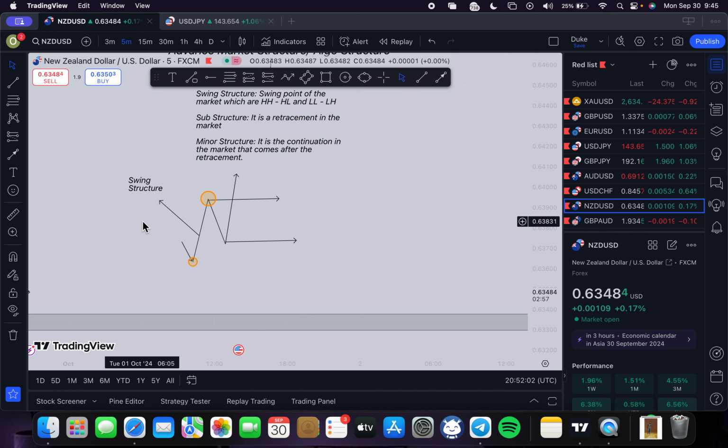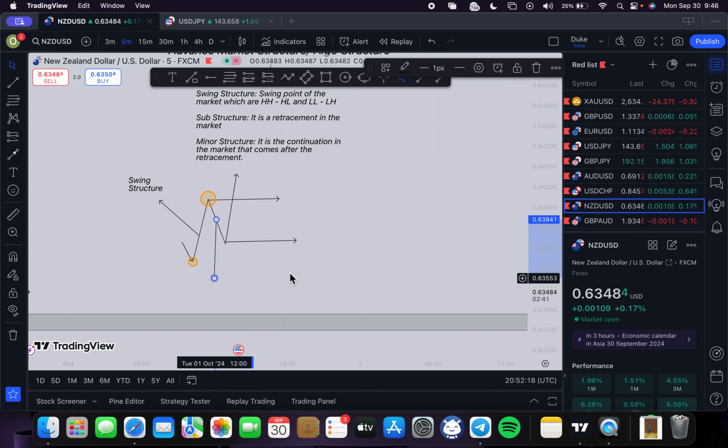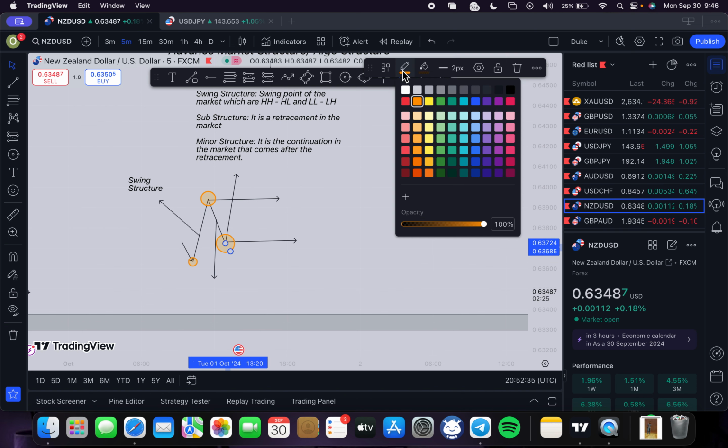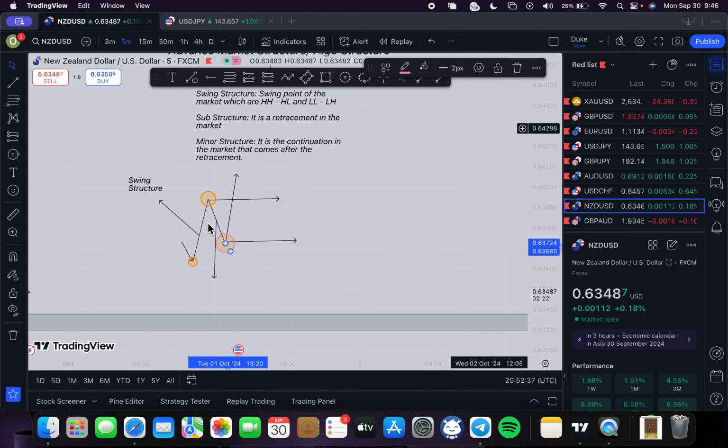This is your swing structure. This point from point 1 to this is your swing structure. Then from here, let me mark it like this. From here, this particular region. Let me use another color. Okay, let me mark them fully.